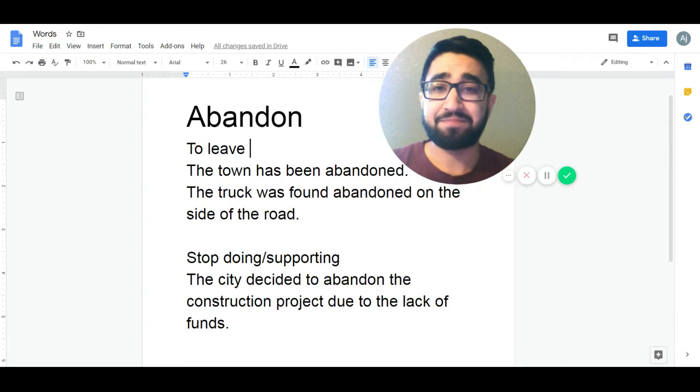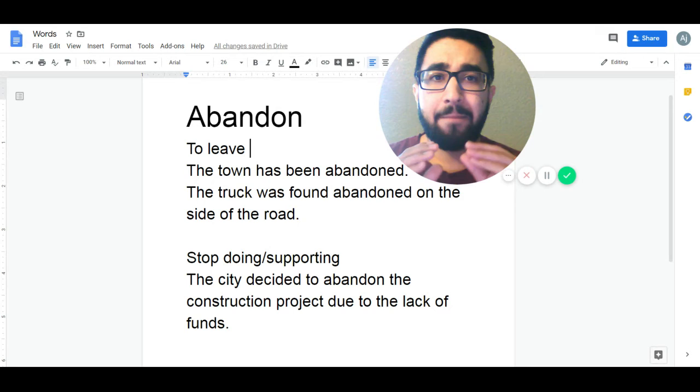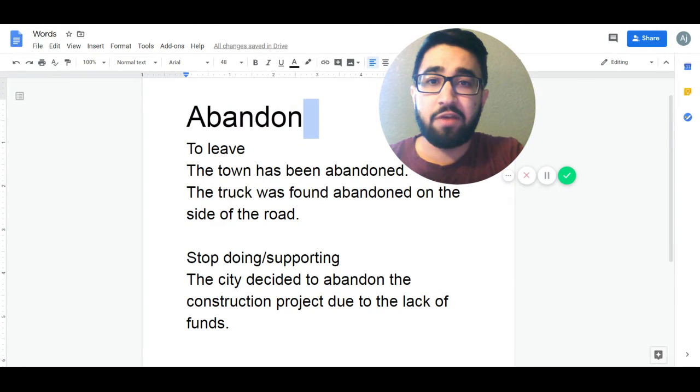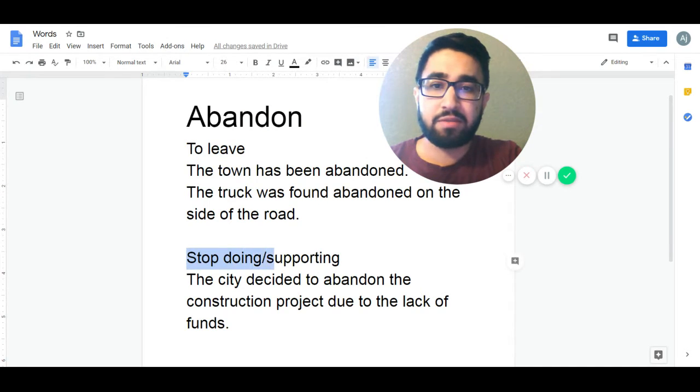Let's get started. The word for today is abandon. So abandon, as you can see right here, abandon. Abandon has two definitions. One is to leave. Second is to stop doing, stop supporting, right?